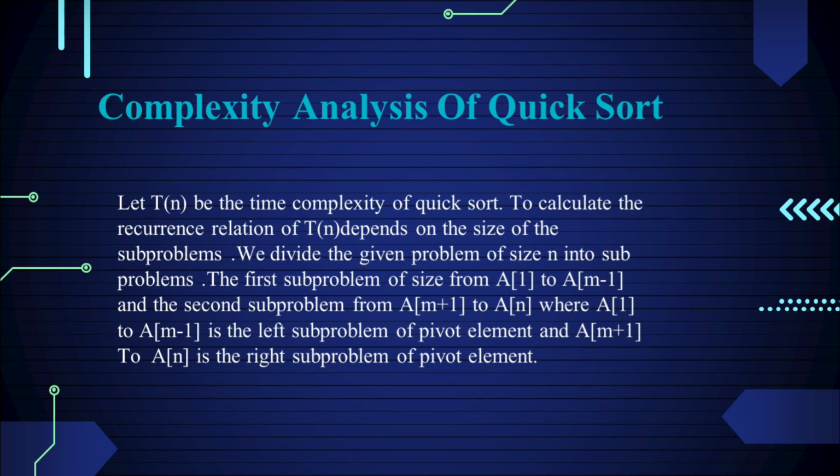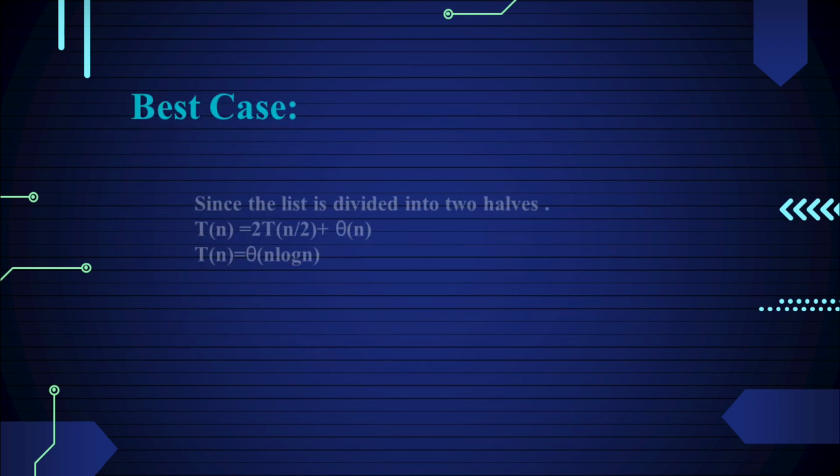Complexity analysis of quicksort. Let T(n) be the time complexity of quicksort. To calculate the recurrence relation of T(n), it depends on the size of the subproblems. We divide the given problem of size n into subproblems. The first subproblem is of size from a[1] to a[m-1] and the second subproblem is from a[m+1] to a[n], where a[1] to a[m-1] is the left subproblem of the pivot element and a[m+1] to a[n] is the right subproblem of the pivot element.